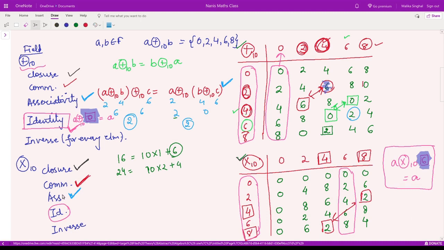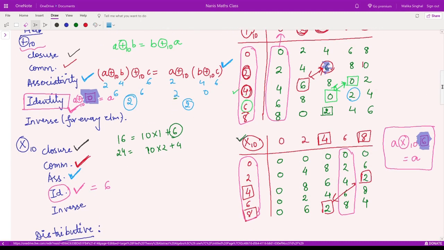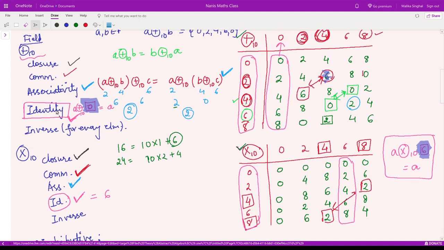So that means the additive identity exists for this. What is that? It is equal to 6. So let us now look at the inverses. For every element the inverse should exist. It means that if you take any two elements here, it should give you the identity. And what is the identity in this case? It should give you 0.